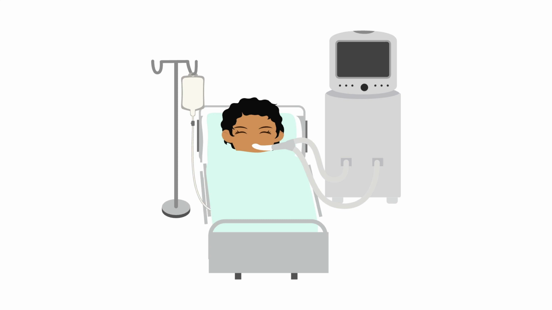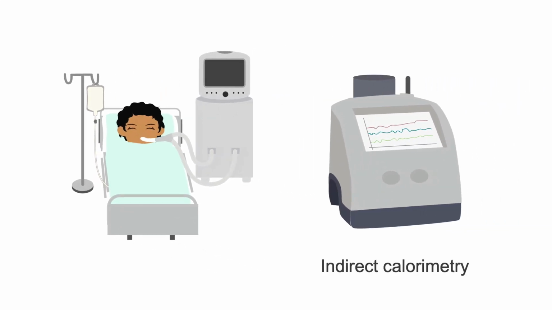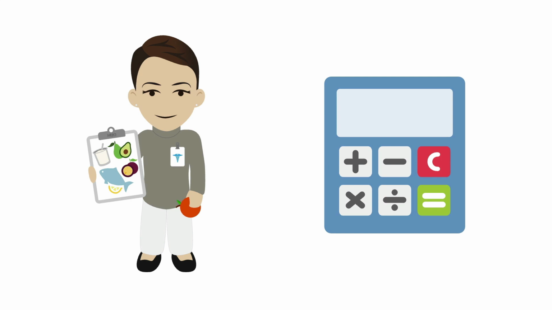The gold standard for estimating energy needs in ventilated patients is indirect calorimetry. This method measures oxygen utilization, carbon dioxide production, and minute ventilation to estimate a patient's energy needs. However, this method is often not available, so predictive equations are what dietitians use most frequently to calculate energy needs.